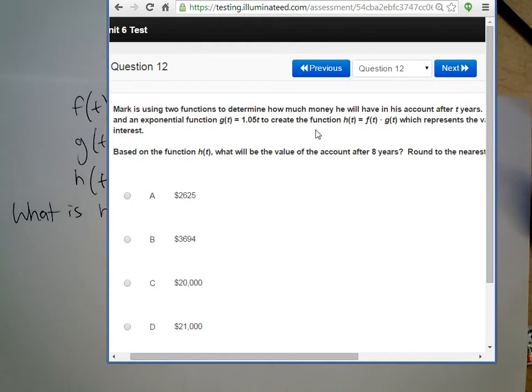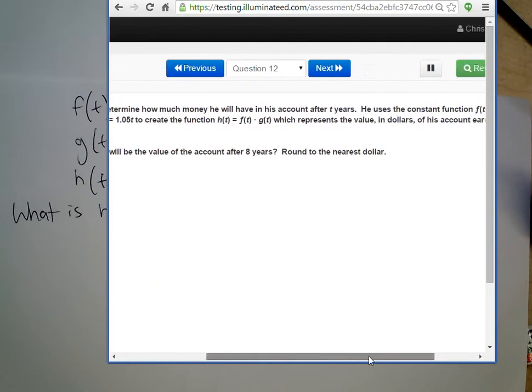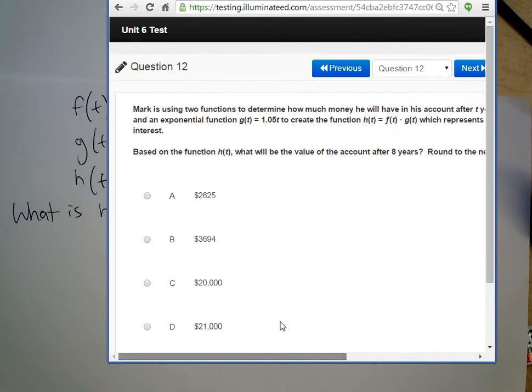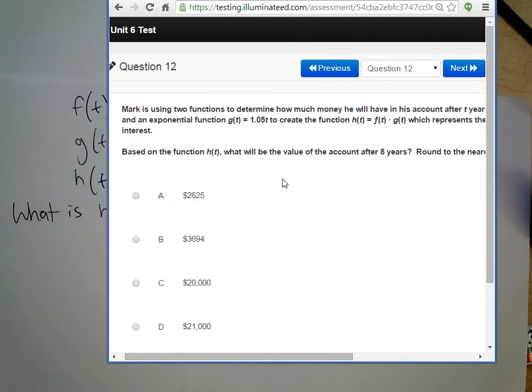To create the exponential function, h of t is equal to f of t times g of t, which represents the value in dollars of his account and interest. Based on the function, what will be the value of the account after 8 years? So, I'm based on the function h of t. Now I need to know what h of t is. H of t is the f of t equation times the g of t equation.